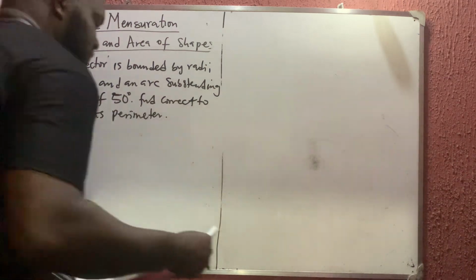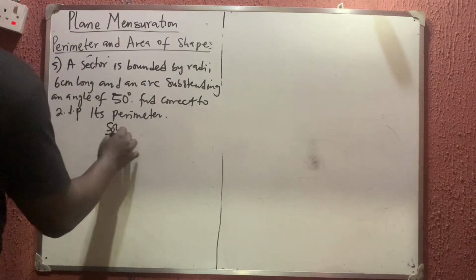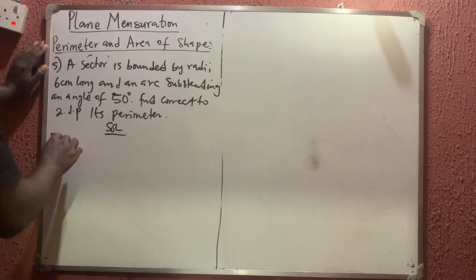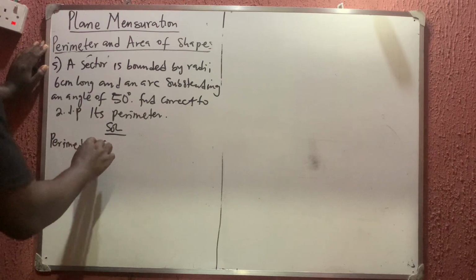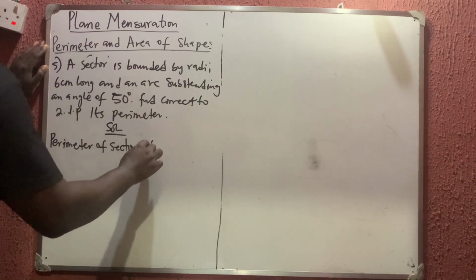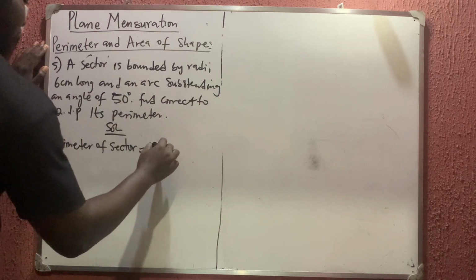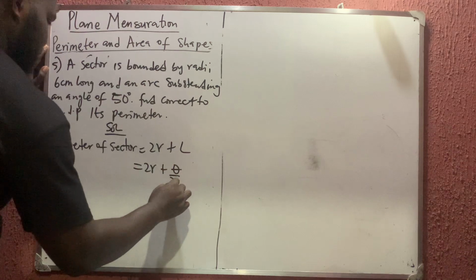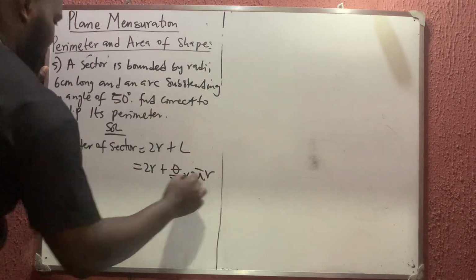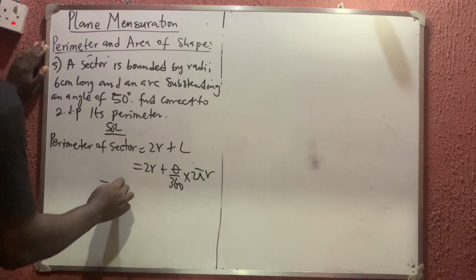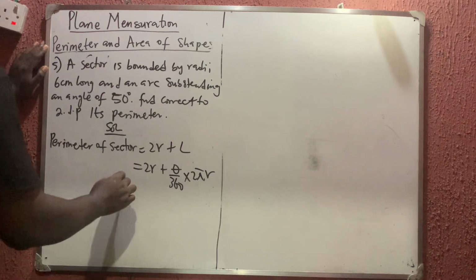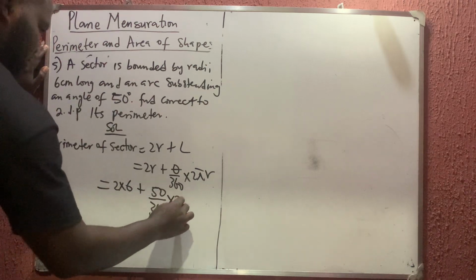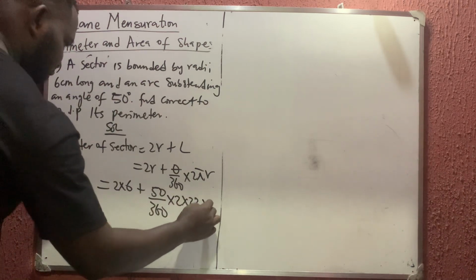Okay, so this is very, very simple. Solution, the same pattern, the same method, it does not change. The perimeter of a sector is given by 2r plus L, which is 2r plus theta over 360 times 2 pi r. So this is equal to 2 times the radius they gave us, 6, plus 50 over 360 times 2 times 22 over 7 times 6.